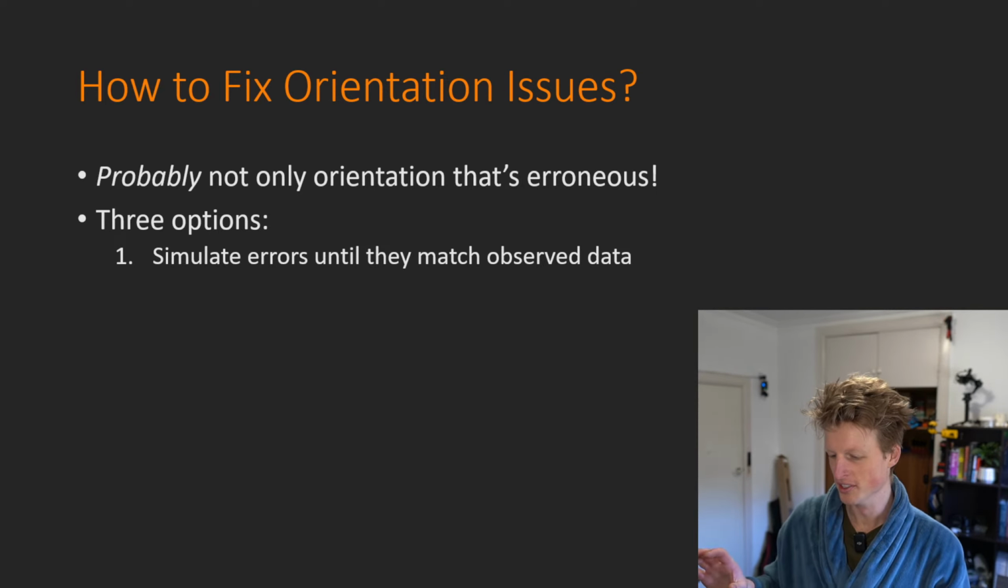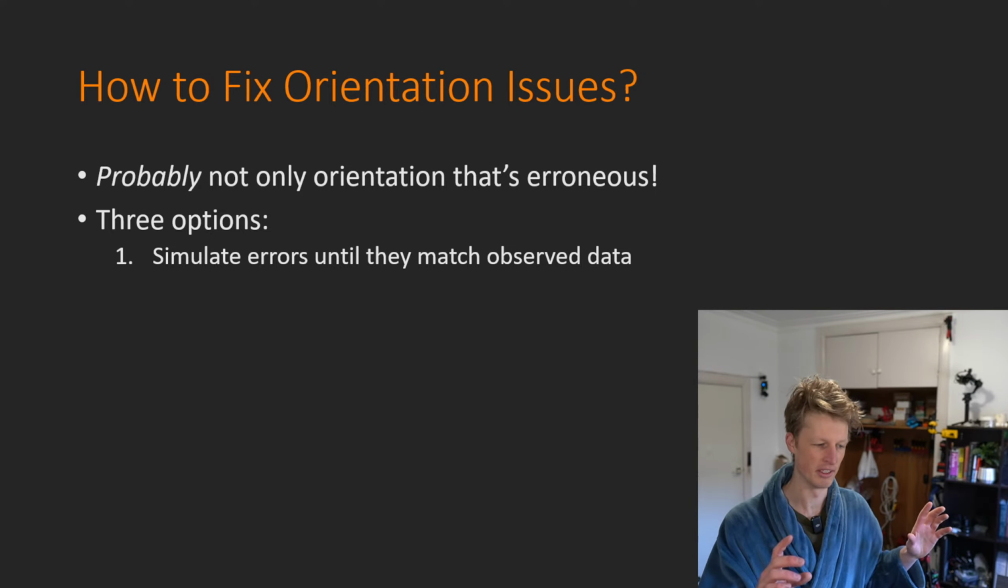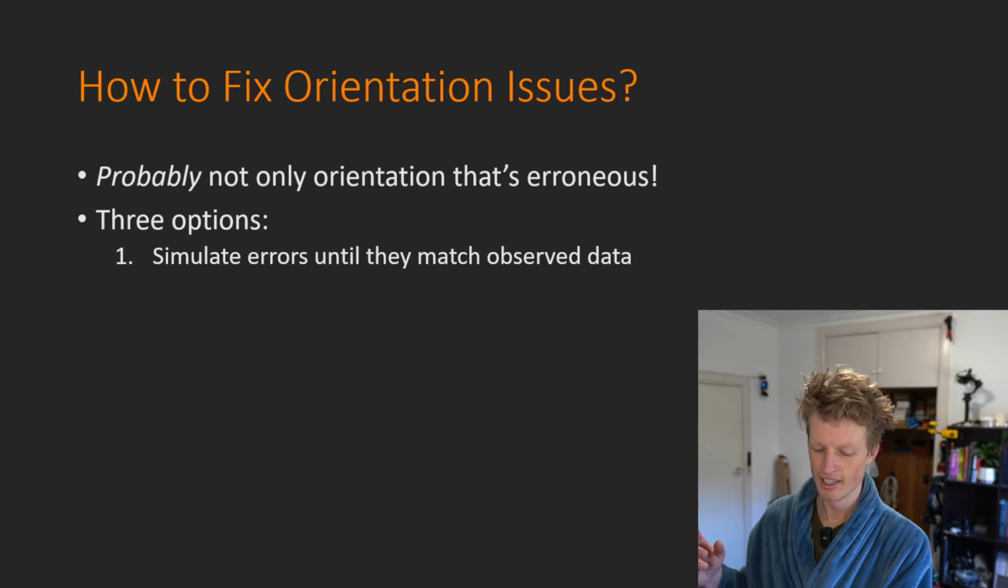The first is to simulate the errors until they match the observed data. And I really like this option. So the idea here is that we move the platform around and collect a whole bunch of data, a lot more than I already have so far, just tons and tons of observation points, and then we can model the Stewart platform with a little bit of variance in each of the aspects that could potentially be wrong, which I will elaborate on what those are in a sec.